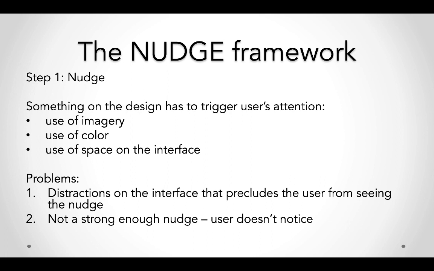So what problems do we encounter when we are trying to build something like this? Distractions. If the interface of the product is noisy, complex, then it also adds a lot of distraction, which will stop me from seeing the nudge. Or sometimes we have a nudge that is not strong enough and the user doesn't notice. So we would need a nudge, but these are the two inhibiting pressures on the nudge, which are distraction and not a strong enough nudge.